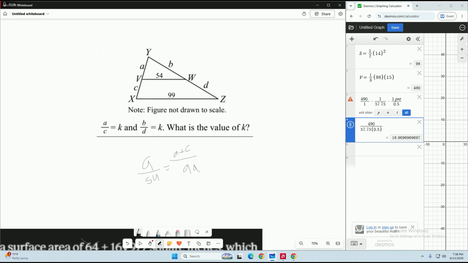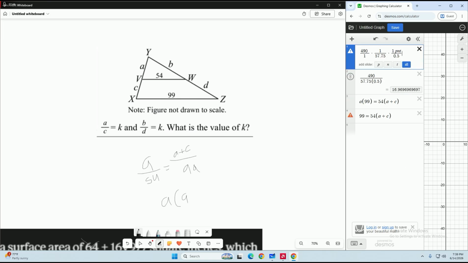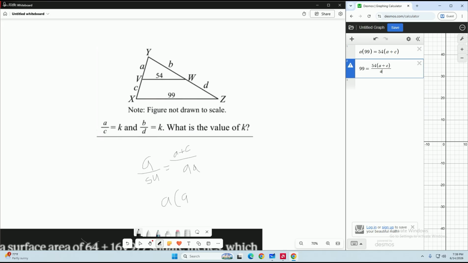So let me cross multiply. I have A times 99, that's equal to 54 times A plus C. Now let me divide both sides by A, so I'm going to isolate 99. That's equal to 54 times A plus C divided by A. Then I'm going to divide 54 to the left-hand side. So 99 over 54 is equal to A plus C over A.